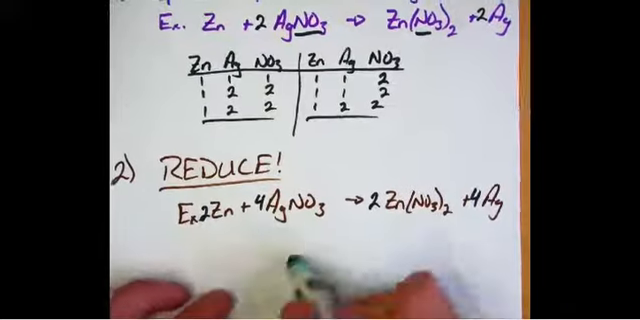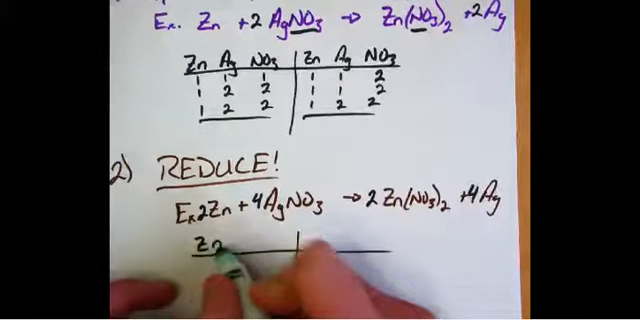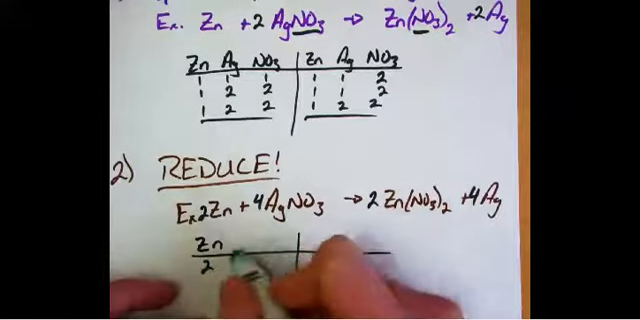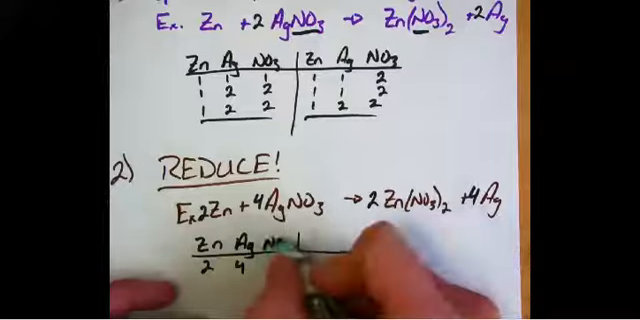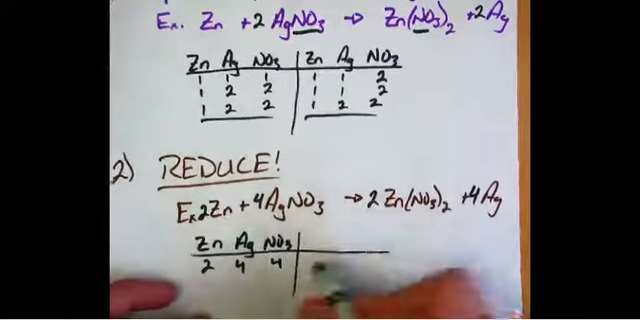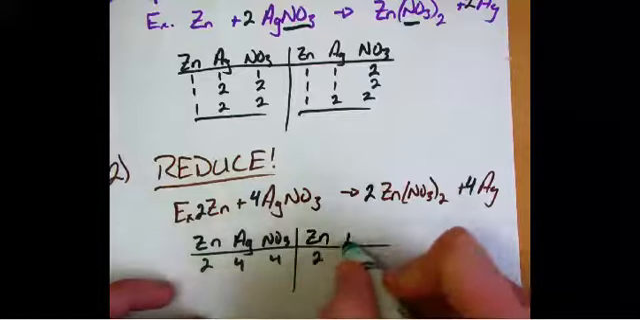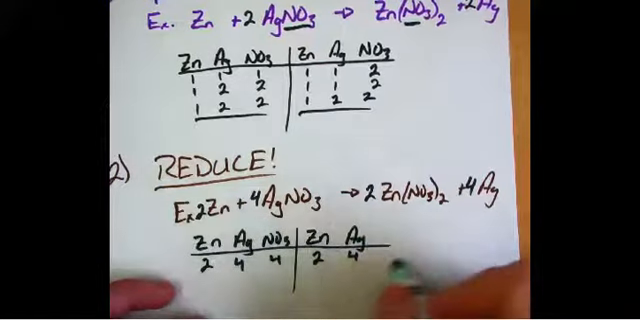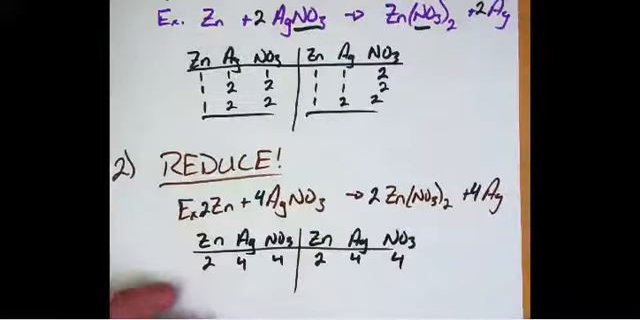Let's check to see if that's balanced very quickly. So we have zinc, and we've got 2 of them. We have silver, and we have 4 of them. Nitrates, we have 4 of those as well. On the right, we have 2 zincs, 4 silvers, and 2 times 2 is 4 nitrates. So yes, this is balanced. However, it is not correctly balanced.